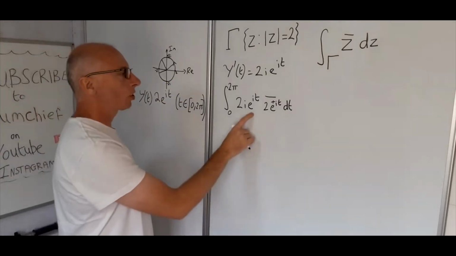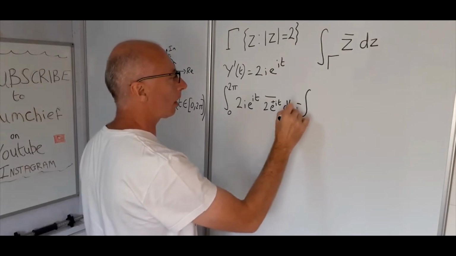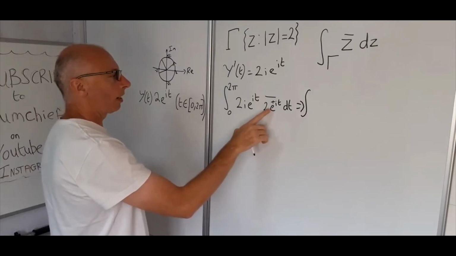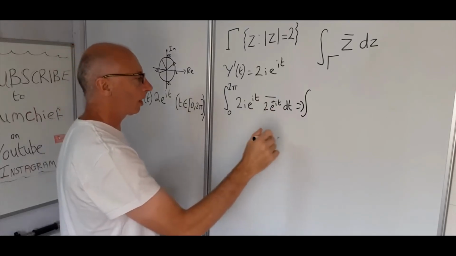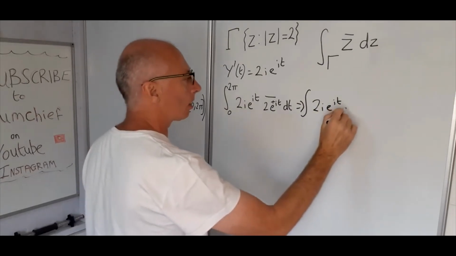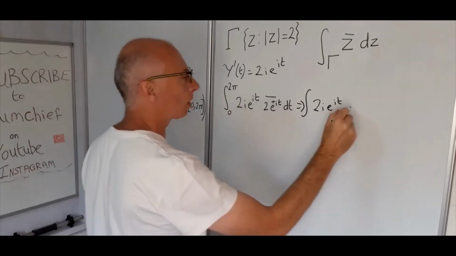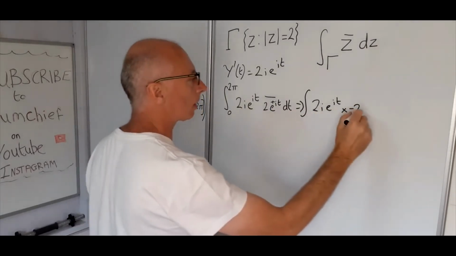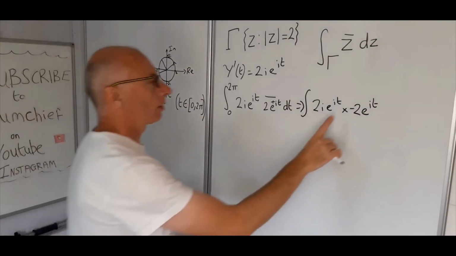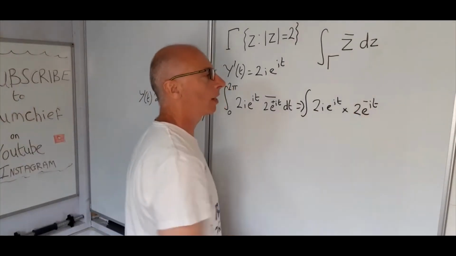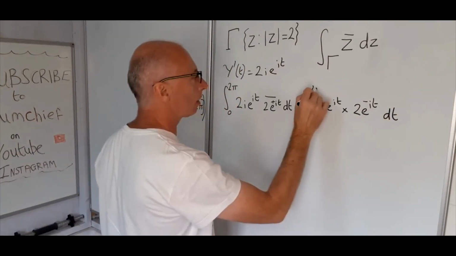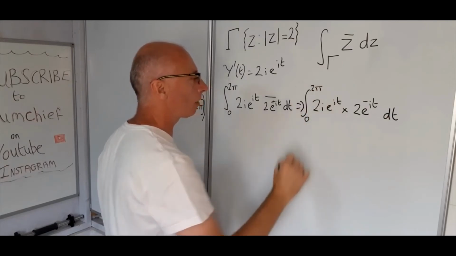So now we can just change this here. So 2e to the it would then become 2e to the minus it. So now we have 2i e to the it times 2 e to the minus it. Okay, sorry, that stays positive. We put the minus in here and then dt. And again, not forgetting parameters of integration, 0 to 2 pi.